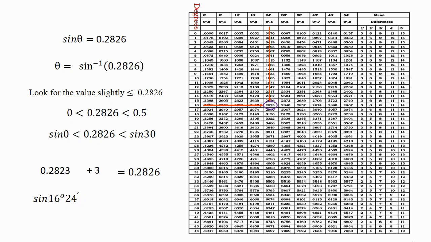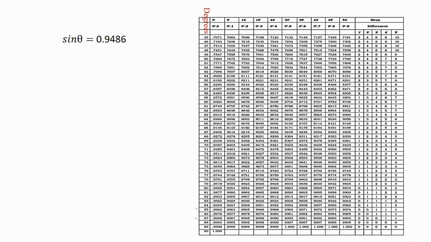From where do I have to add this 3? For that, I have to see the mean difference column. In 1 minute, I observe the value 3. So along the same 16 degree row, I am going to add 1 minute to sine 16 degree 24 minutes. That gives me sine 16 degree 25 minutes.